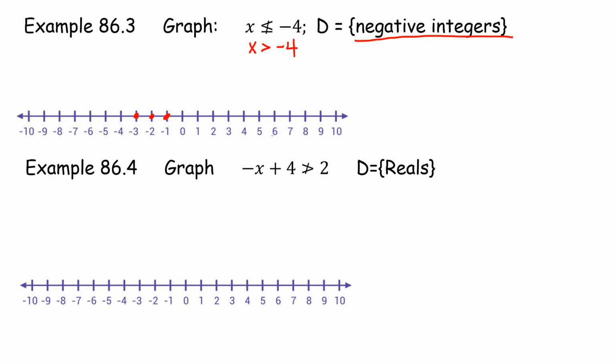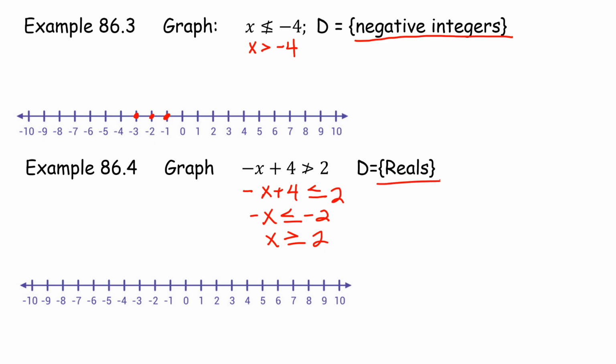Example 86.4, negative x plus 4 is not greater than 2. If it's not greater than 2, it must be less than or equal to 2. And now we need to solve for x. So negative x is less than or equal to -2. And therefore we have to multiply by -1 and flip that sign. Don't do anything to it but flip it. Don't get rid of anything. Don't add anything. Just flip it. So x is greater than or equal to 2.